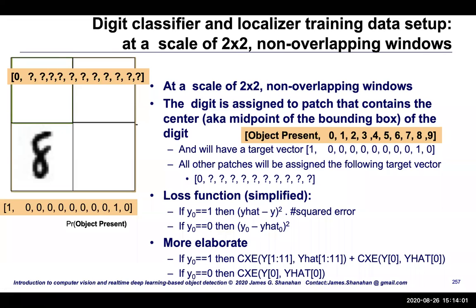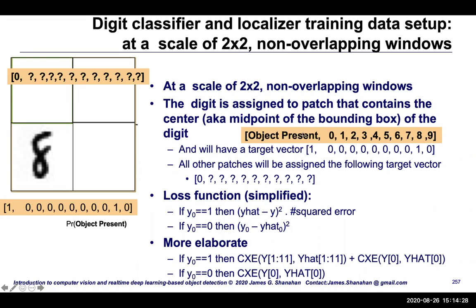This is extra homework I have to do in order to build this type of classifier, but this is the kind of stuff we do in object detection. Essentially, for each quadrant here, I'm going to have a target vector that says, is there an object present? And then I'm going to one-hot encode the category if there is an object present. So this is the object present, and in this case, it's the number 8.